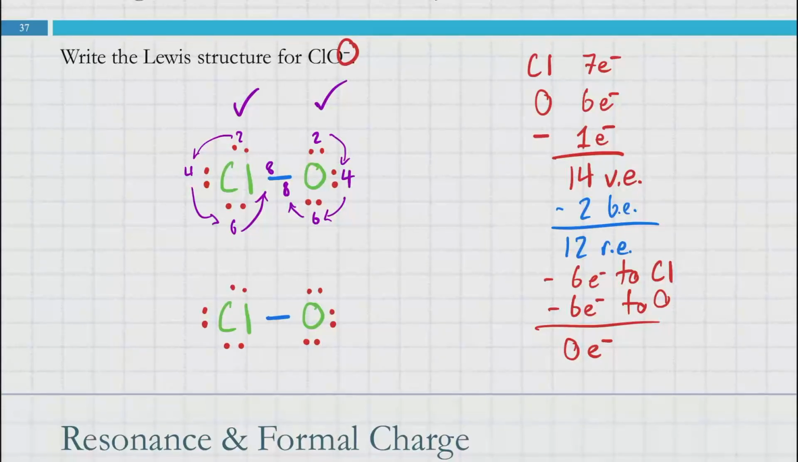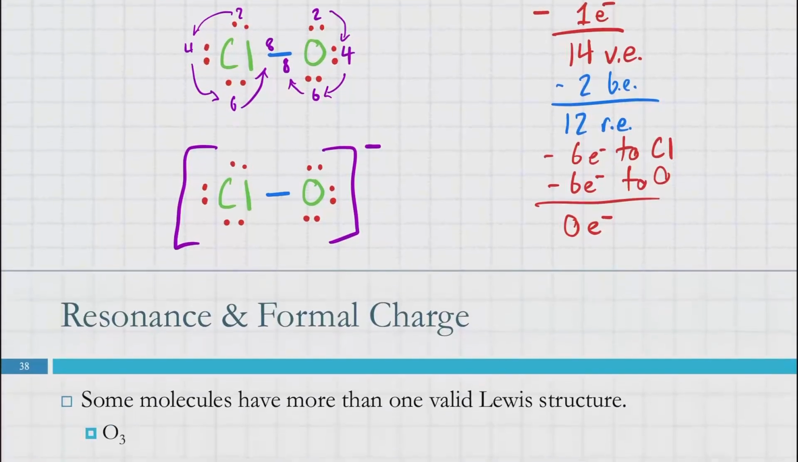Brackets and charge. If we don't put the brackets and the charge, it's not correct. So the last thing we do, brackets, and the charge was 1 minus, so we put a negative outside the brackets in the upper right corner. And that is a full and complete Lewis structure for the hypochlorite ion. Questions? Okay.